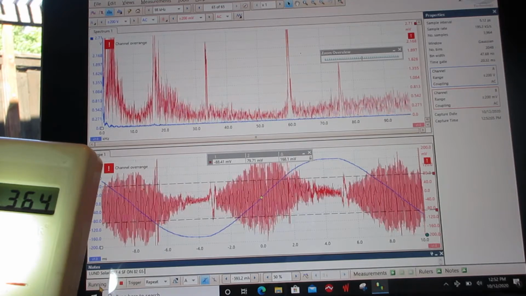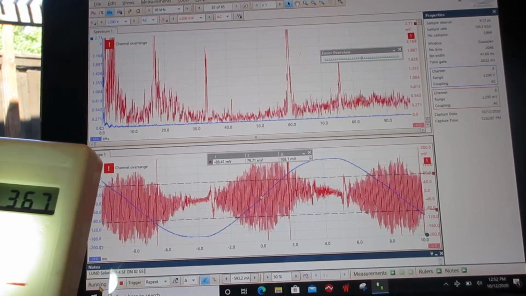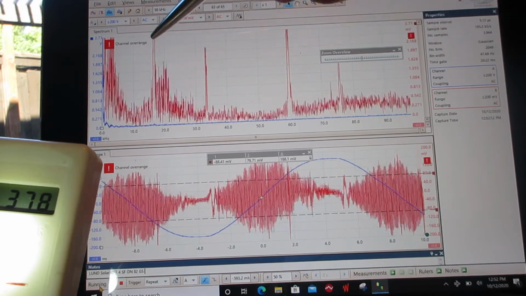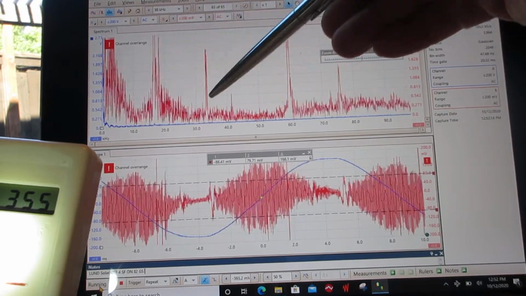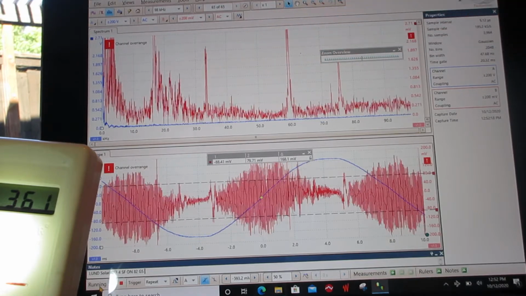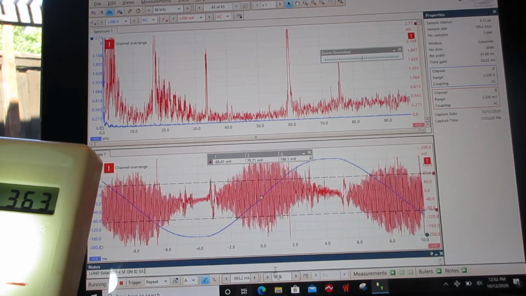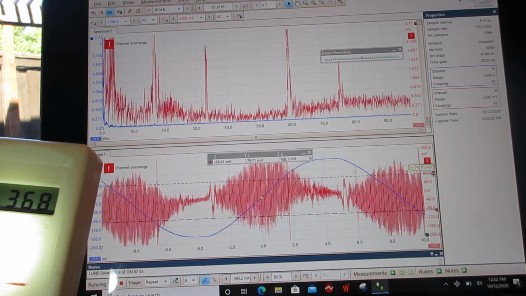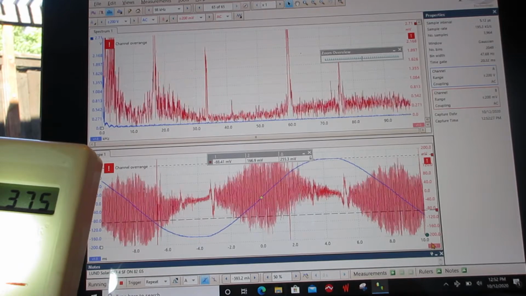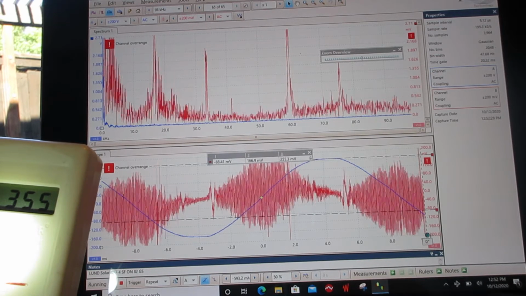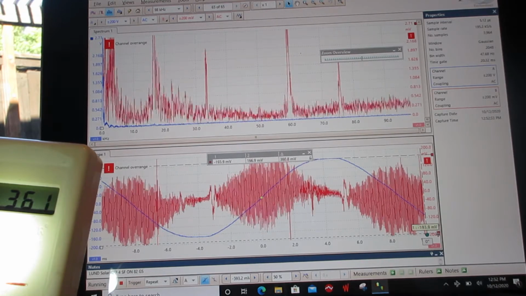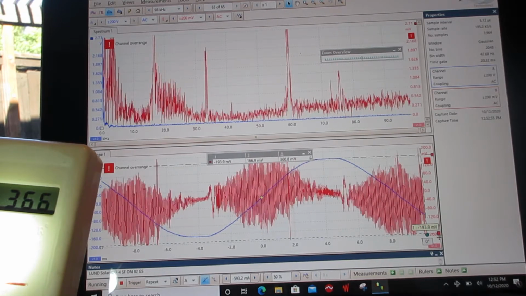So now this is obviously the fingerprint of a SolarEdge inverter. 18,000, looks like about 34,000, 60,000 cycles per second, and the voltage amplitude here is now much higher.